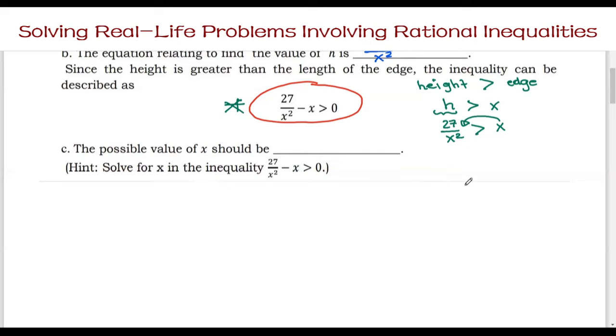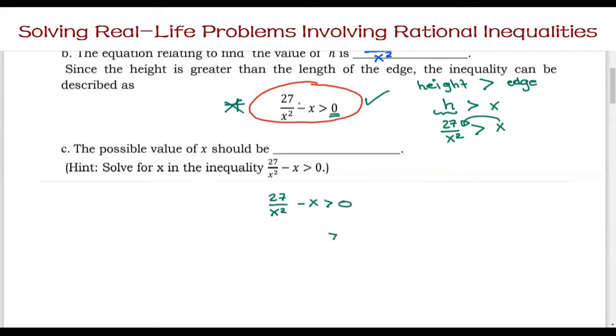So how do we really solve a rational inequality? First, you have to make one side of the inequality equal to 0. That's already done, because look, one side is 0. What is the next step? You have to make this side into one rational expression. So you should combine it into one rational expression. Let me copy 27 over x squared minus x greater than 0.